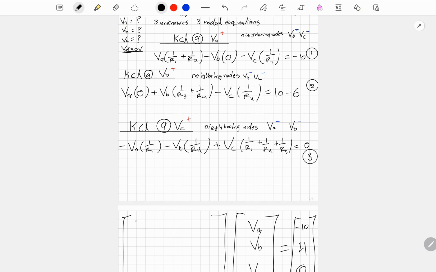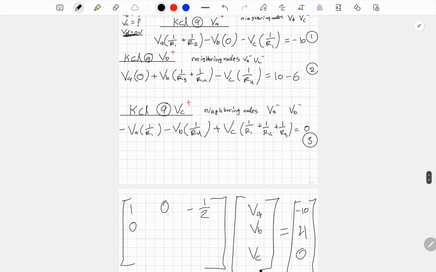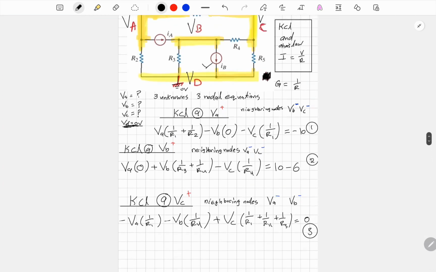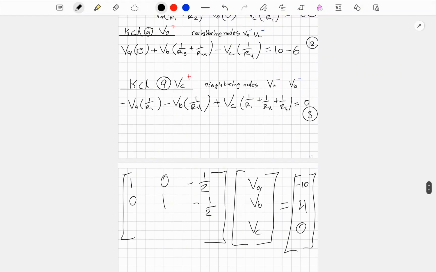So I have 1 here, 1 over 2 plus 1 over 2 is 1. And then I have 0 here, and then I have minus 1 over 2, and then I have 0 again, and then I have 1 again, and I have minus 1 over 2. Let me just double check. Yep, minus 1 over 2. And then I have minus 1 over 2 again, minus 1 over 2 again, and 1 over 2 plus 1 over 2 plus 1 over 2 is 3 over 2. So this is my matrix.